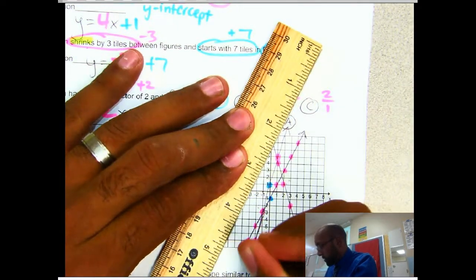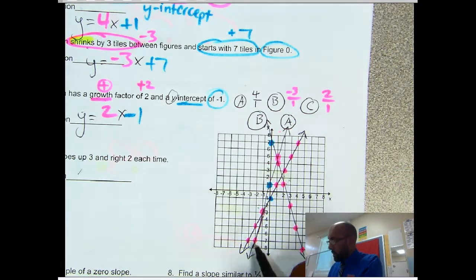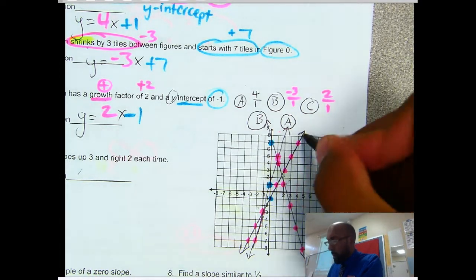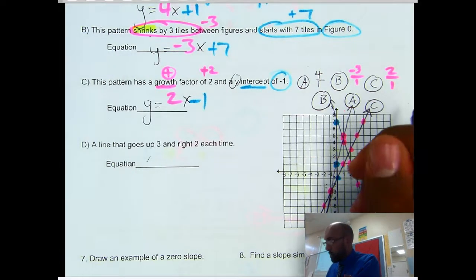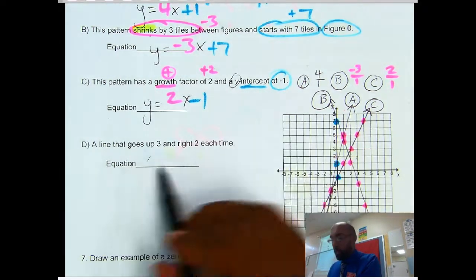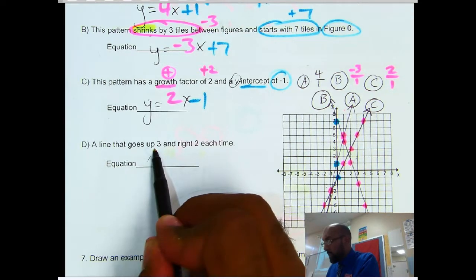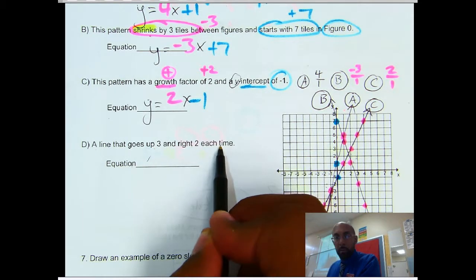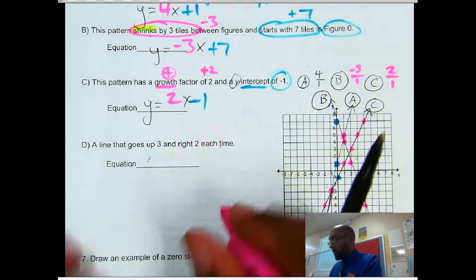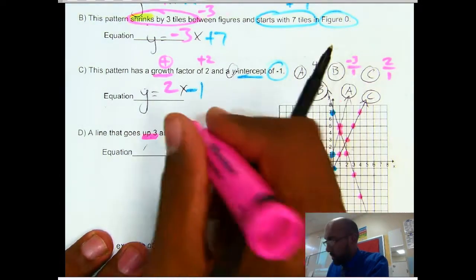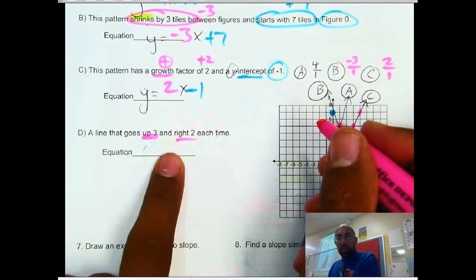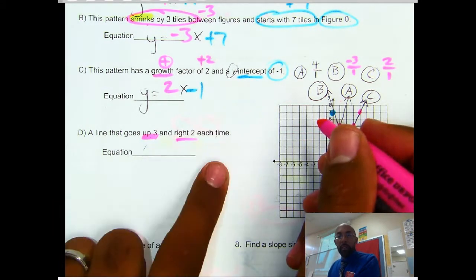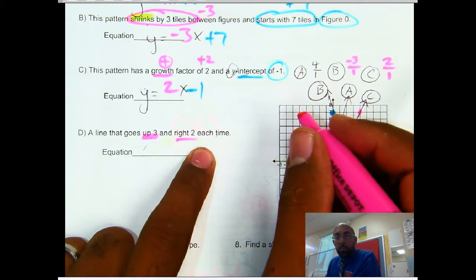Okay, so like this. Now remember, I want to know which line is this? Well, that was letter C. Okay, now the next one. A line goes up 3 and right 2. Okay, it goes up 3, then right 2. But it doesn't say the start. It doesn't say start or y-intercept or figure 0. It just says up 3, right 2.